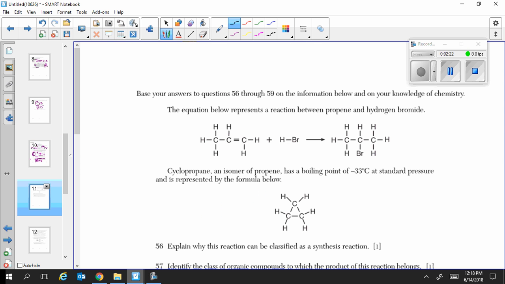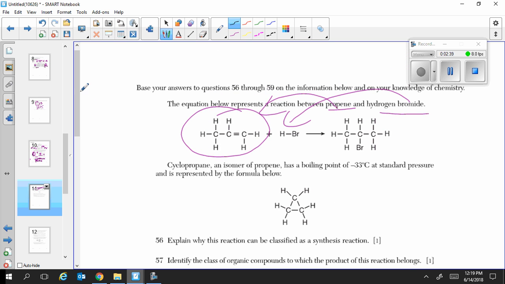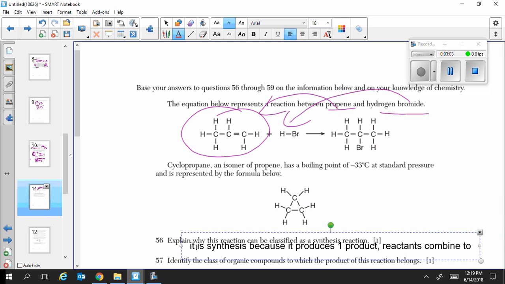All right. The equation below represents a reaction between propene and hydrogen bromide. So here's propene, and here's hydrogen bromide, and then it's showing me something else. So I'm just going to go right down to the questions. Explain why this reaction can be classified as a synthesis reaction. I would write out it is synthesis because it produces one product. Or another way of saying this is that the reactants combine to form one product.